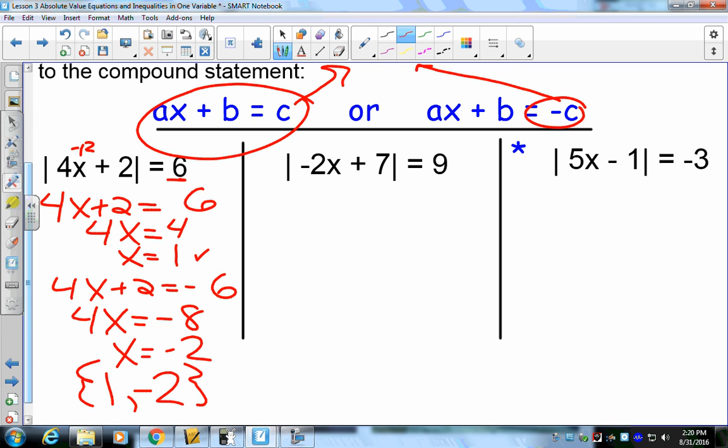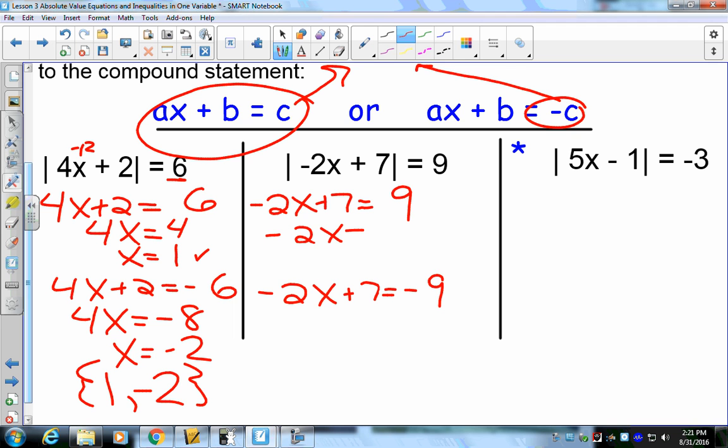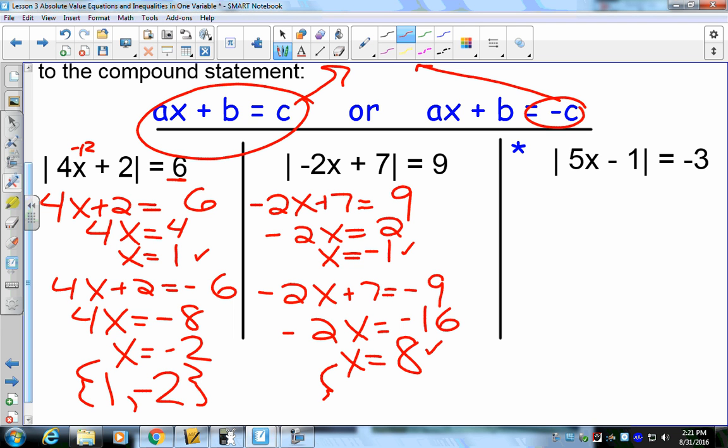All right, looking at my second problem, same thing. Negative 2x plus 7 equals 9, and negative 2x plus 7 equals negative 9. When I go ahead and solve the first one, I have negative 2x, subtract 7 on both sides, divide, and I get x is equal to negative 1. Negative 2x equals negative 16, x is equal to 8. And if I do a quick check, both of them do work out. So my solutions are negative 1 and 8.